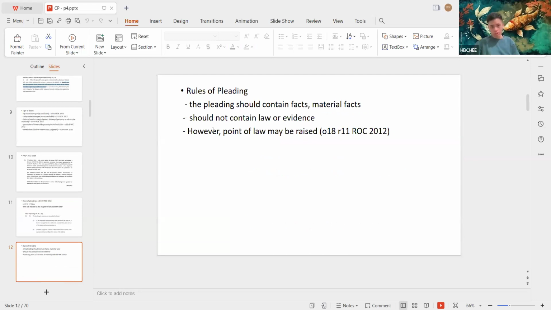Now, when it comes to the rules of pleading, as I said just now, the pleading should contain the material facts, and should not contain any law or evidence, but a point of law may be raised. The type of the third question has changed over the years. In my time, we used to prepare motor vehicle accident questions, where we would say negligently or recklessly. These are points of law that are allowed to be raised in the pleading. That is what Order 18 Rule 11 means.